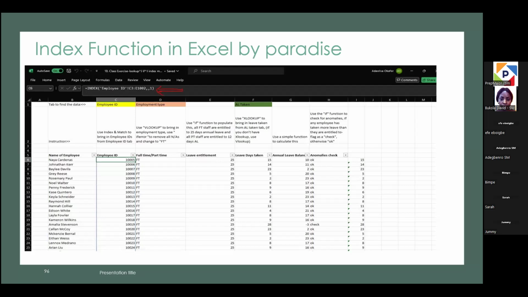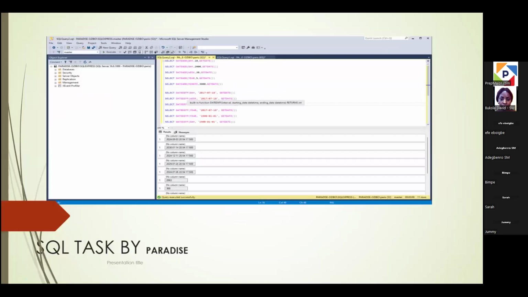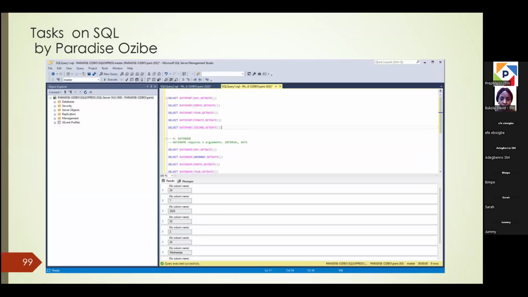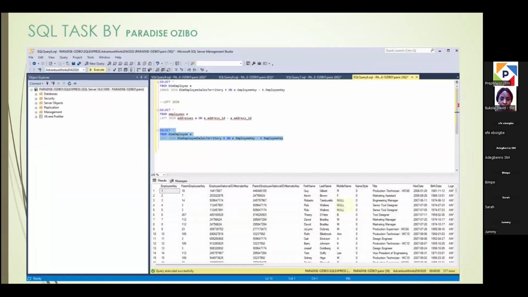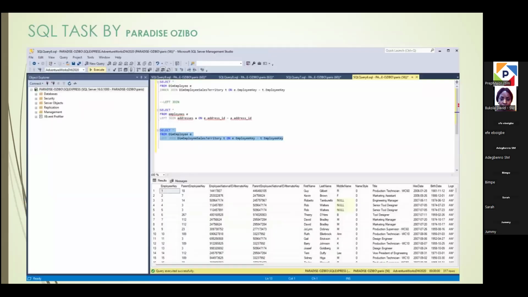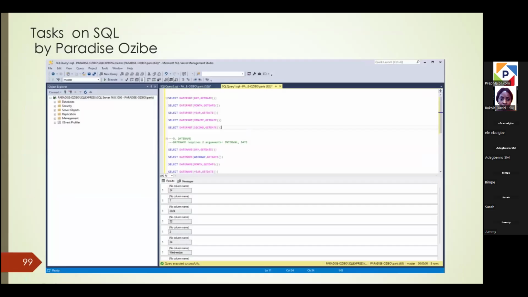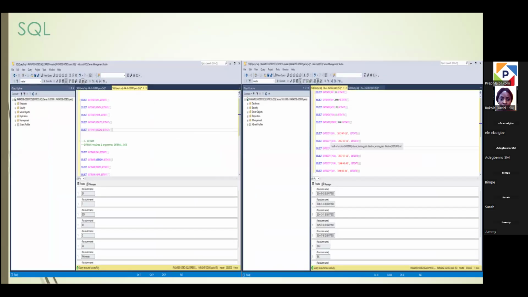Then these SQL tasks were done by Paradise too. The first slide I just passed, she was talking about the dates. She was doing the inner join and the left join. Then she was trying to do the dates. These are Paradise's work on SQL.